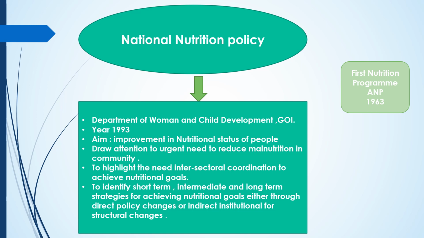So there are two types of policies developed under the National Nutrition Policy. They are direct interventions, which will be short term, and indirect policy instruments, which will go for the long term. The first nutrition program which was started is the Applied Nutrition Program in the year 1963. So this came into force in the year 1993.